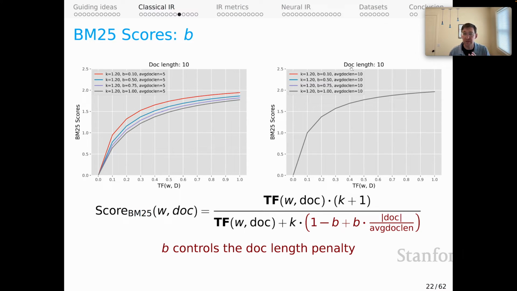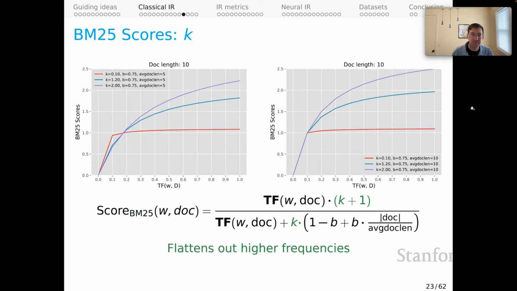Over on the right here, if our example document has length 10, which is the same as the average document length for our corpus, then the value of B makes no difference as a result of the fact that there's no penalty even to apply in these cases. It's really just for long documents relative to the average that B is controlling the amount of penalty that we apply in those cases. And then what about K? What is the effect of K?